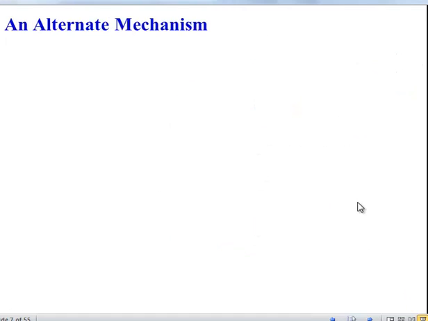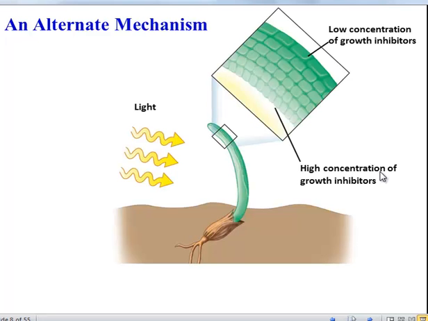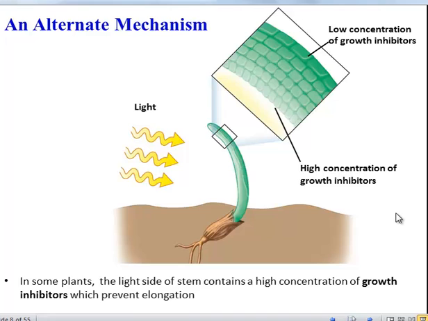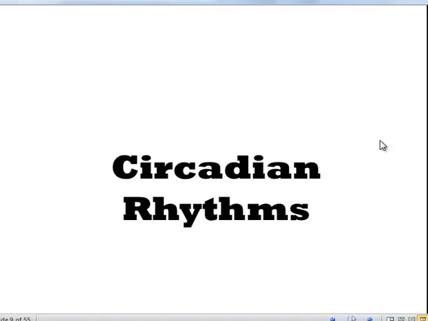Now, this is one proposed mechanism, but recent studies have found a different mechanism in certain plants. And this mechanism involves growth inhibitors. And what scientists have learned is that in some plants, the cells on the light side actually have high concentrations of these growth inhibitors, which prevents them from elongating, while the dark side can elongate in response to auxin.